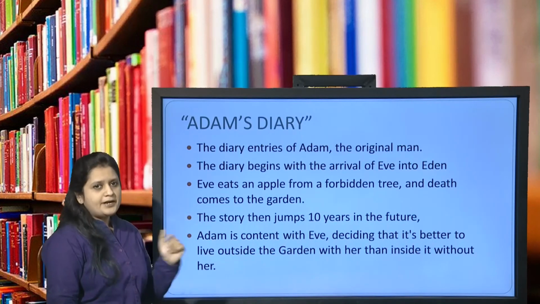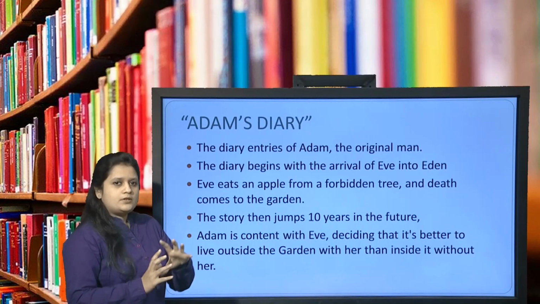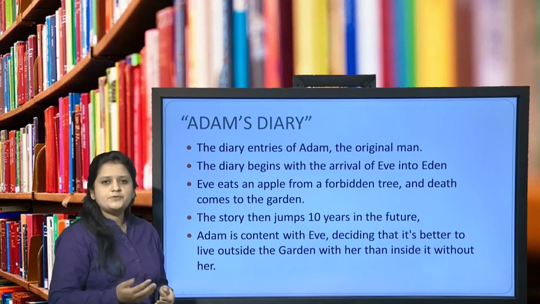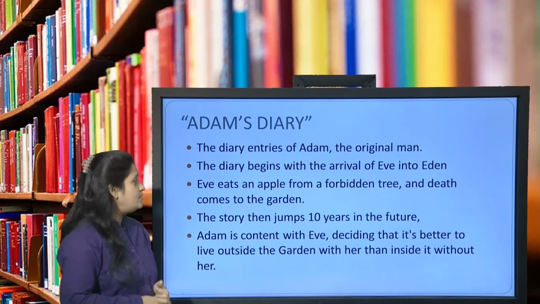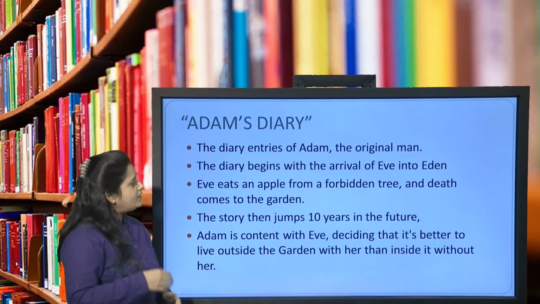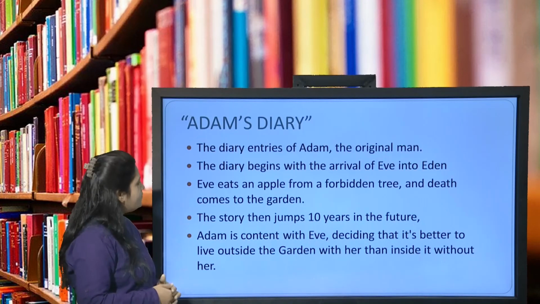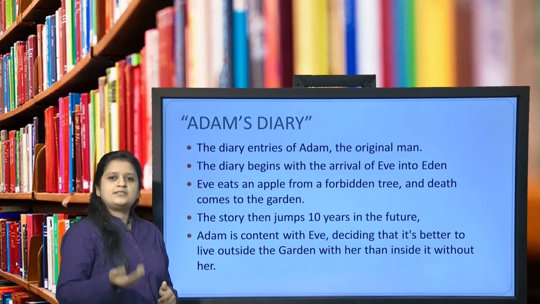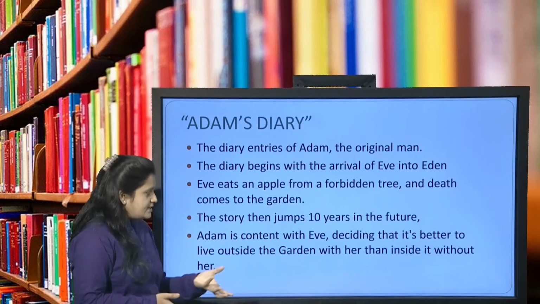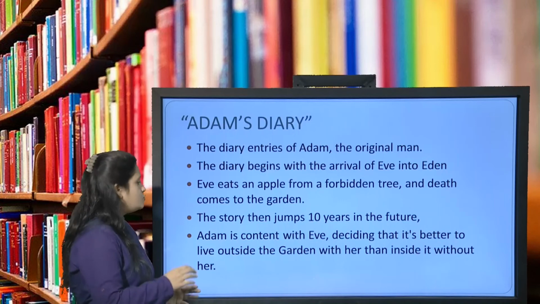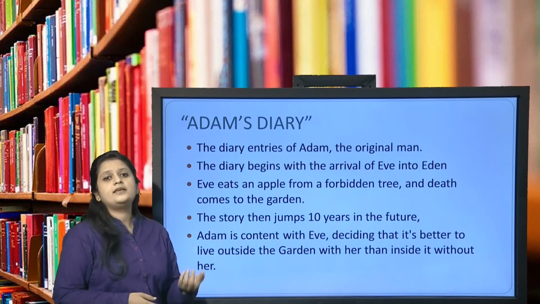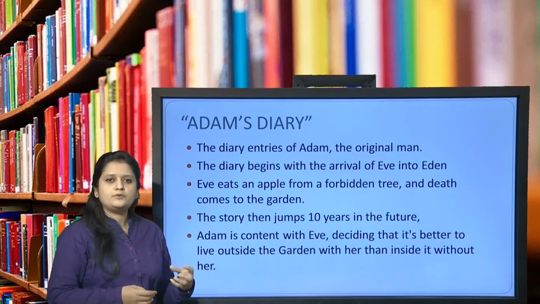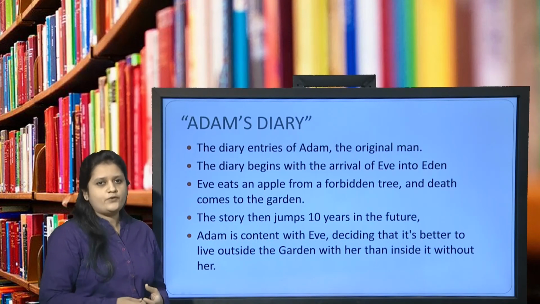Mark Twain has also written Adam's Diary. Now, the brief gist of what Adam's diary is all about, it's a diary entry, or the first person account of Adam, the first man, the original man. The diary begins with the arrival of Eve into the garden, and then the account of eating of apple and being expelled from the garden. The story then jumps 10 years into the future, and Adam is content with Eve, deciding that it's better to live outside the garden with her than living in the Garden of Eden without Eve. So it is also an account of love that Adam has for Eve.